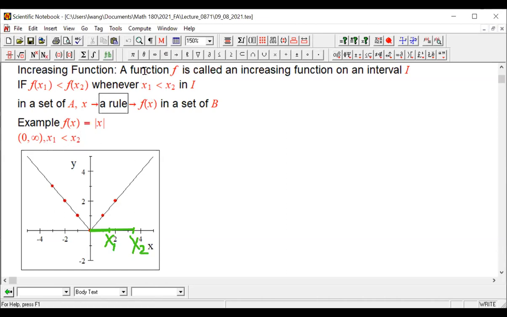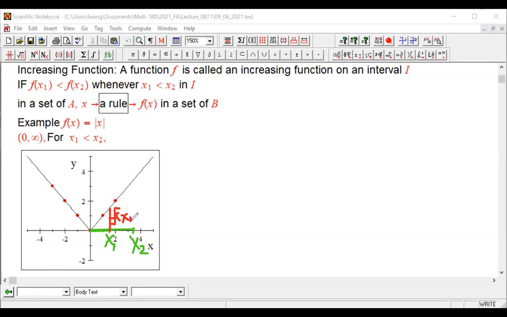Now, for x1 less than x2, what happened to the output? The output for x1, we're going to draw the vertical line. Remember the vertical line test. Oops, I need to change the color for better observation. The output for x1 is the vertical measurement from the origin. So this height is f of x1. I'm going to write it down: this is f of x1.